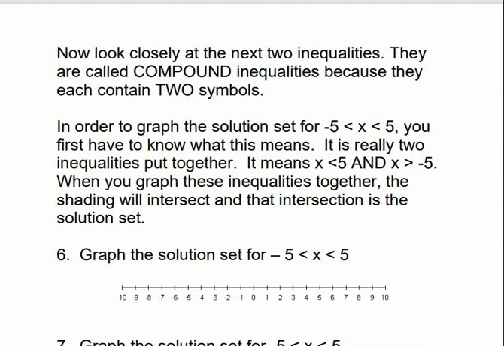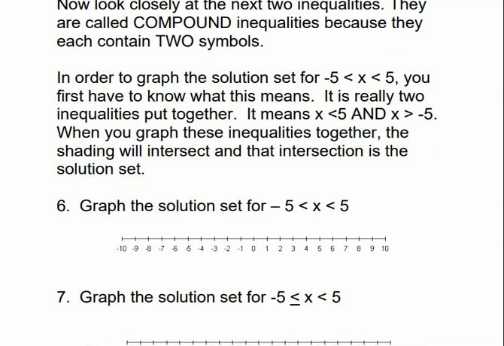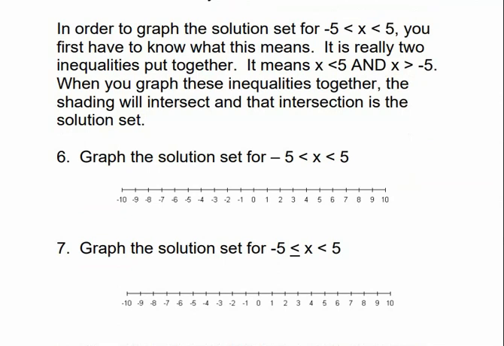Now, the next two inequalities are called compound inequalities because they each contain two symbols. In order to graph the solution set for -5 is less than x, which is less than 5, you have to first know what this means. It's really two inequalities put together. It means x is less than 5 and x is greater than -5. These two are just put together.